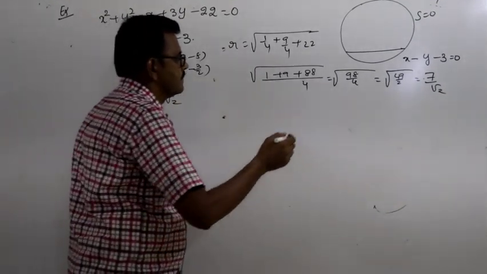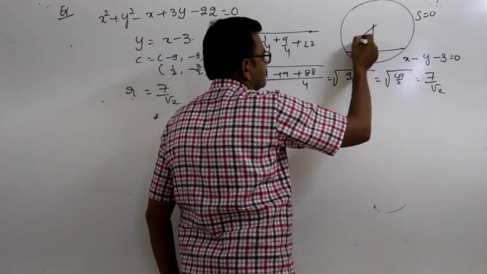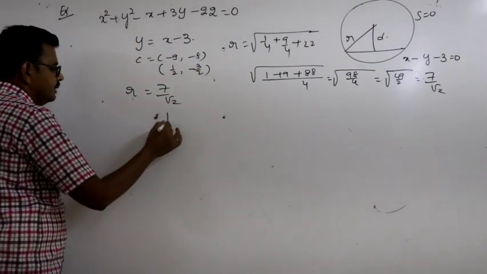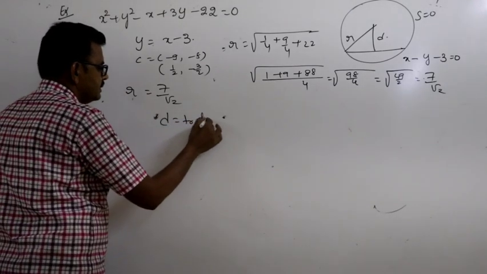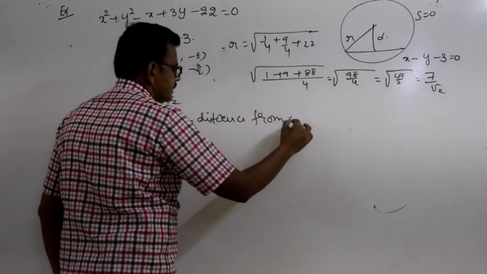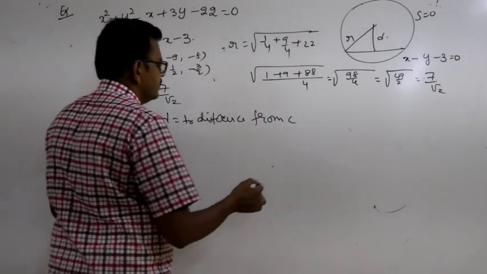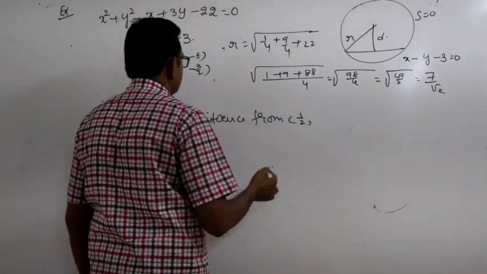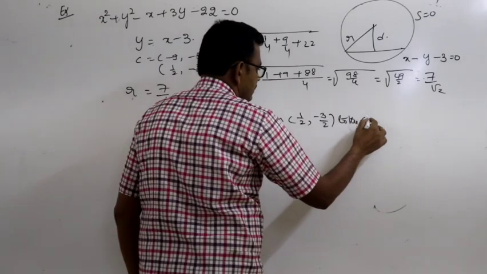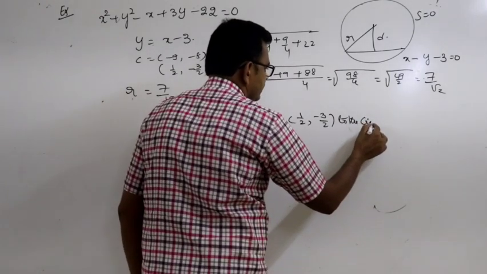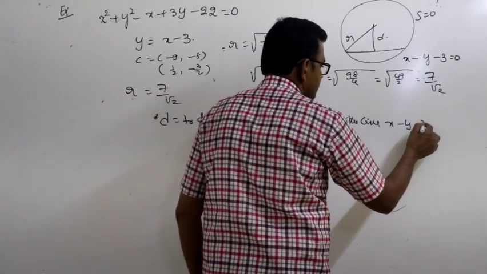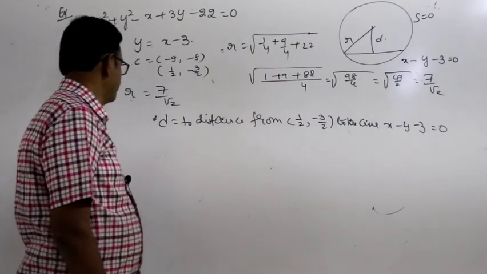And d. This is d, the perpendicular distance from the center, which is 1 by 2 comma minus 3 by 2, to the line x minus y minus 3 equal to 0.